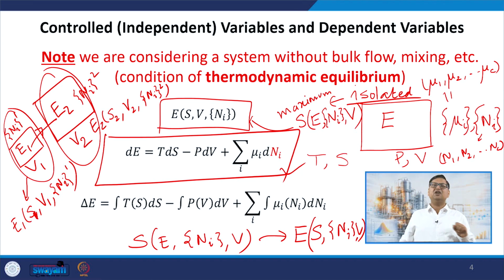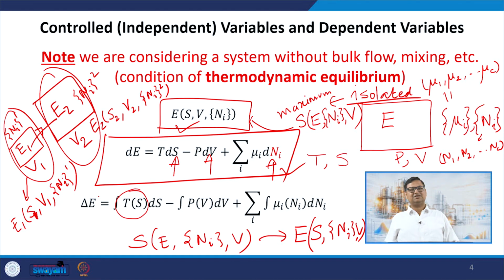So, what are the independent variables here? These are the variables which we have the ability to control, and if I express this in terms of energy as a function of variables, then the independent variables are the entropy, the volume and the number of molecules, right. And then I need to construct functions of temperature as a function of entropy, pressure as a function of volume and chemical potentials as a function of number of molecules. How will I do that?